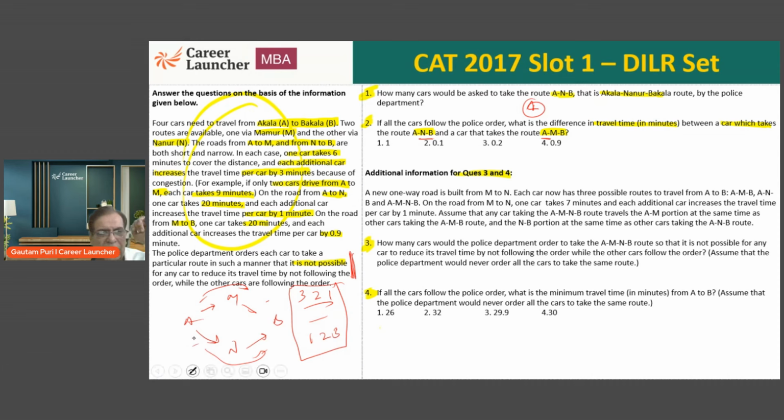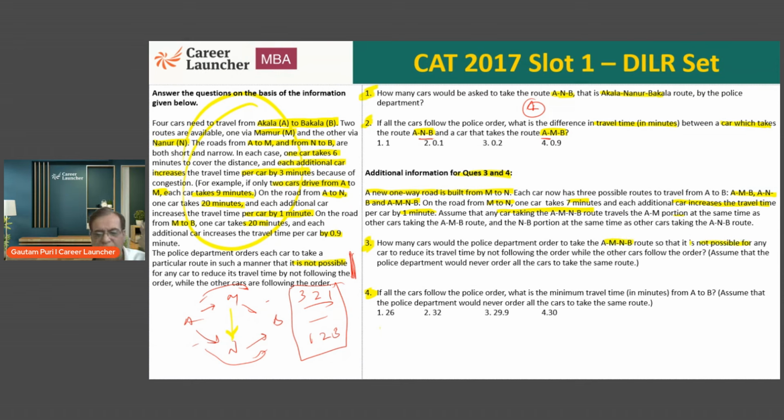Let's look at question number 3 and 4. A new one-way road is built from M to N. Okay, so a new road is created like this, M to N. Now each car has 3 possible routes to travel from A to B: A-M-B, A-N-B, and A-M-N-B. On the road from M to N, one car takes 7 minutes. Each additional car increases the travel time. Okay, some information is given. We can look at that. Now question number 3. How many cars would the police department take on the A-M-N-B route so that it is not possible?